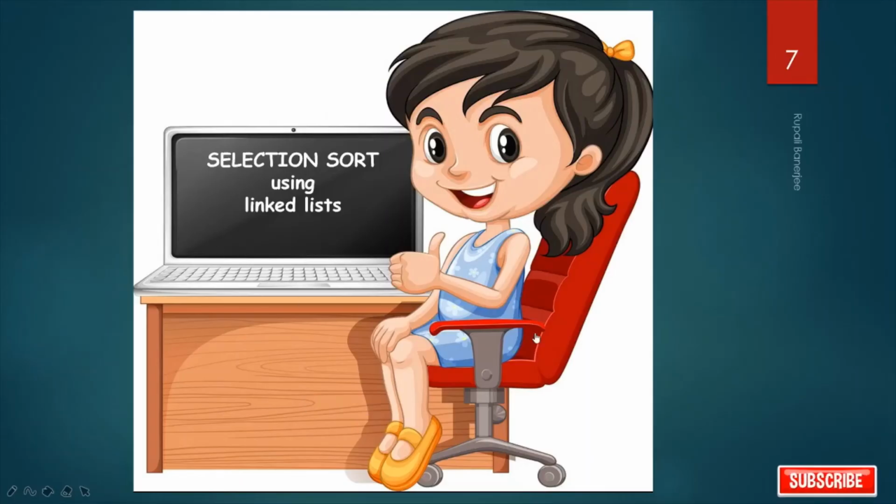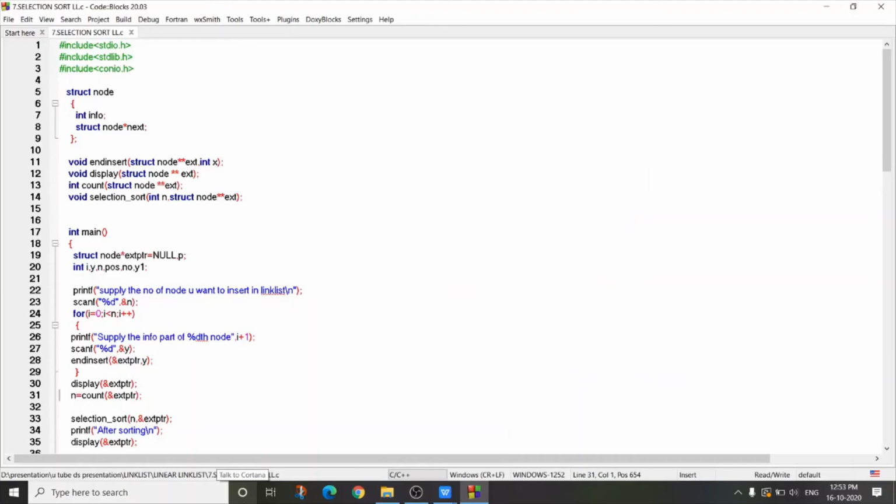Selection sort using linked list. See the coding. So this is our program. This is the node structure. These are the prototype declarations. The end insert function is used for creation of the linked list. The display function is used to see the recent position of our linked list. The count function is used to count how many nodes are there in your linked list, and selection sort is used to sort our linked list.